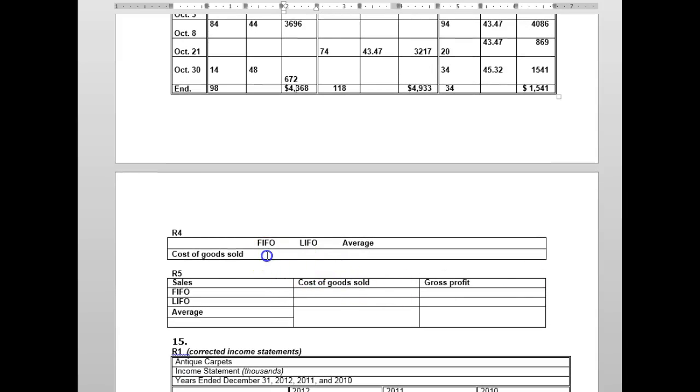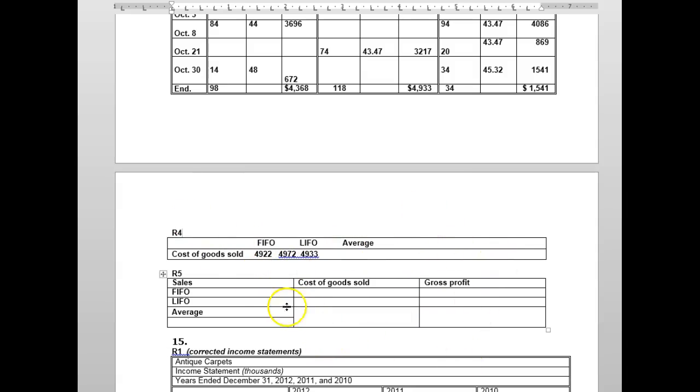It asks you the cost of goods for FIFO, LIFO, and average. And you can see you've got 49.22. You have 49.72. And you have 49.33. Which one of those would be more realistic as you look at that? I'm going to probably say your average is more realistic. These are on the high and the low side, right?